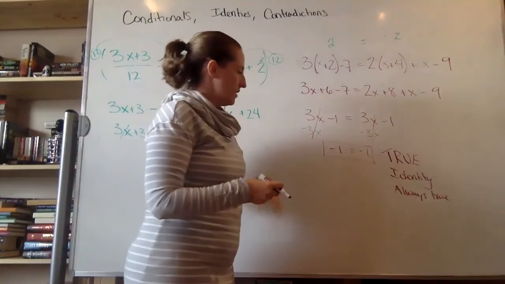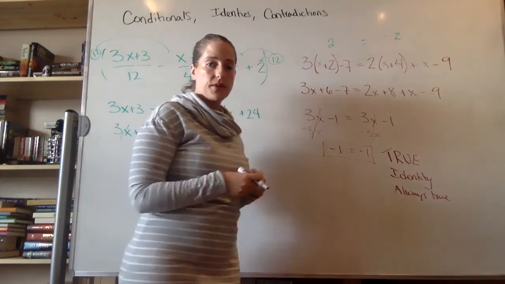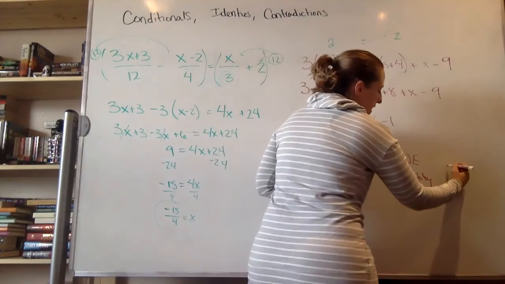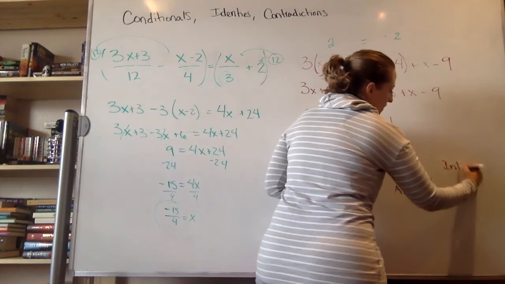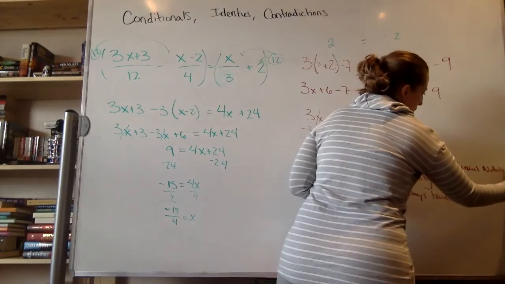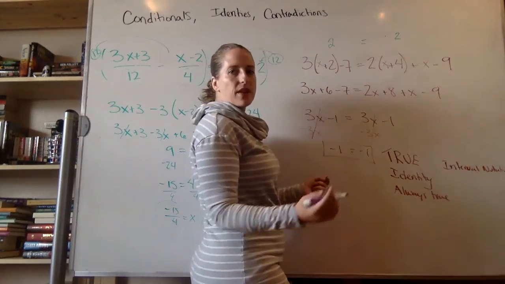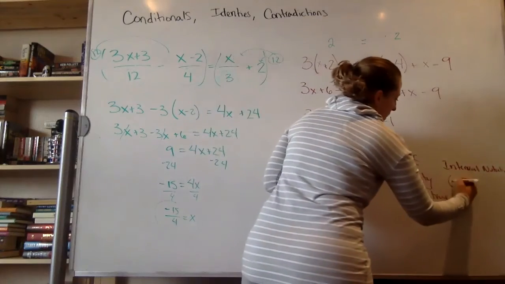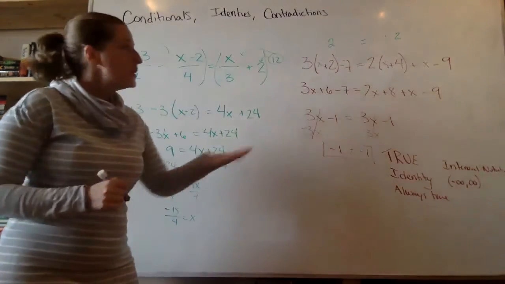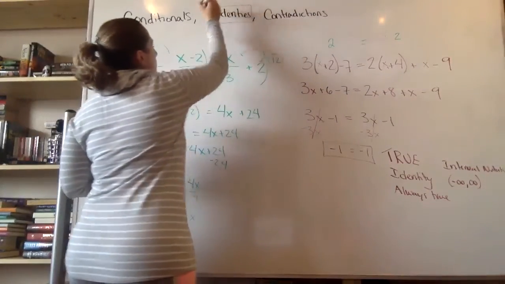So in an identity, all of our variables fall out and we're left with a true statement. Negative 1 equals negative 1. An identity is always true. That means in interval notation, if I want to say which numbers make this true, or which x values make this true, well, all of them. How do I say everything in interval notation? Well, I do negative infinity to infinity, okay? So this is an example of an identity, okay?